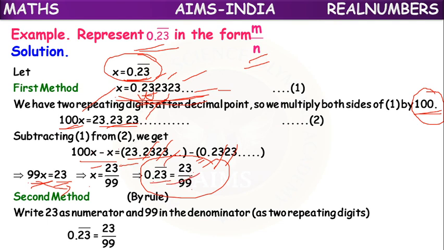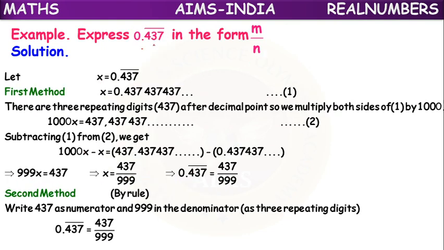Okay, that is the first method. So the second method, by rule. So directly what can we write? If we remove the point and decimal, what is it? It is 0, 2, 3. But the extreme left 0 does not have any value. We can take 23 by, how many digits are repeating? 2. One is 2, another one is 3. So 2 nines we have to keep in the denominator. 23 by 99.